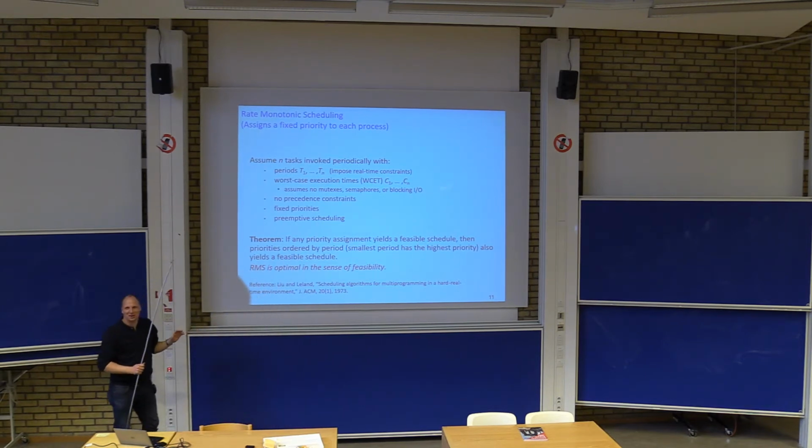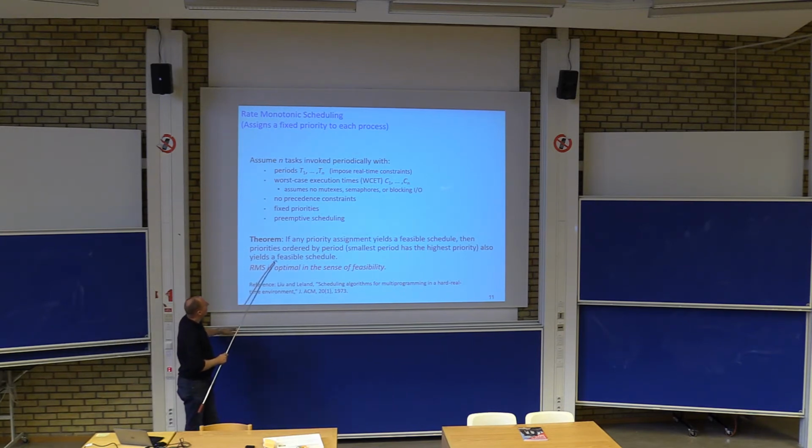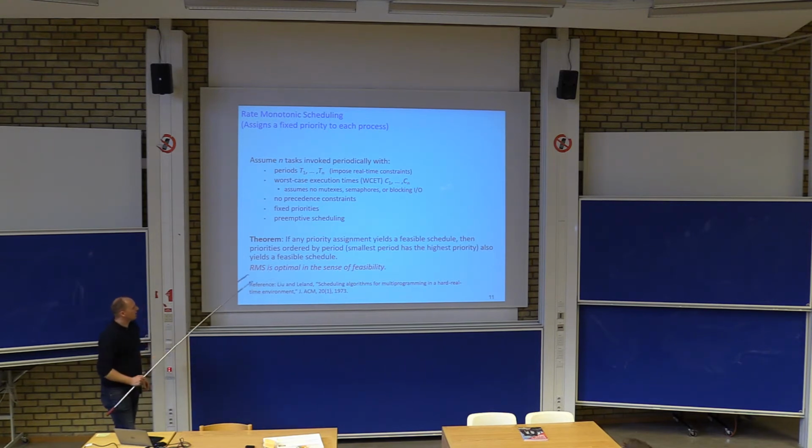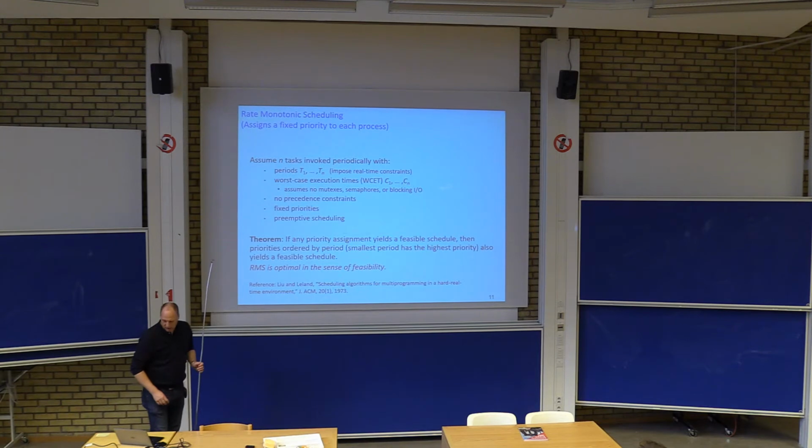Right? So it's a very nice result, because it's so extremely simple to compute. And you know that you will never give up anything by using this strategy. So that's why you say this rate monotonic scheduling is optimal in the sense of feasibility. So we will not go into the proof of this, we just learn the result.